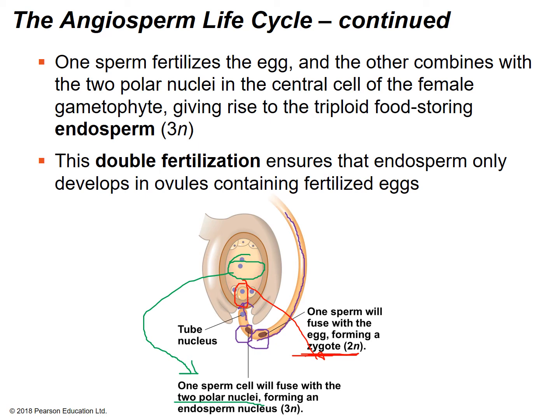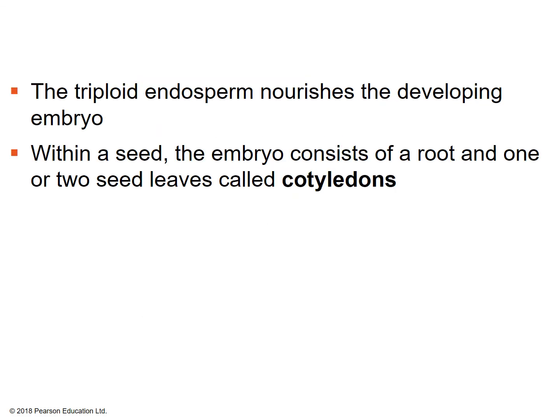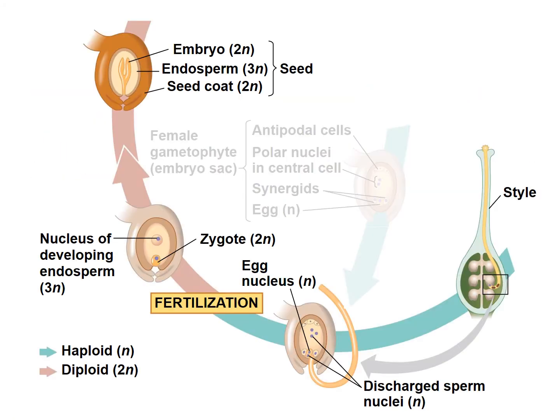the nutritive tissue. The double fertilization ensures that endosperm only develops in ovules containing fertilized eggs. Therefore, the triploid endosperm nourishes the developing embryo. Within a seed, the embryo consists of an embryonic root and 1 or 2 seed leaves called cotyledons. This is the embryo. This is the embryonic root. These are the 2 cotyledons.